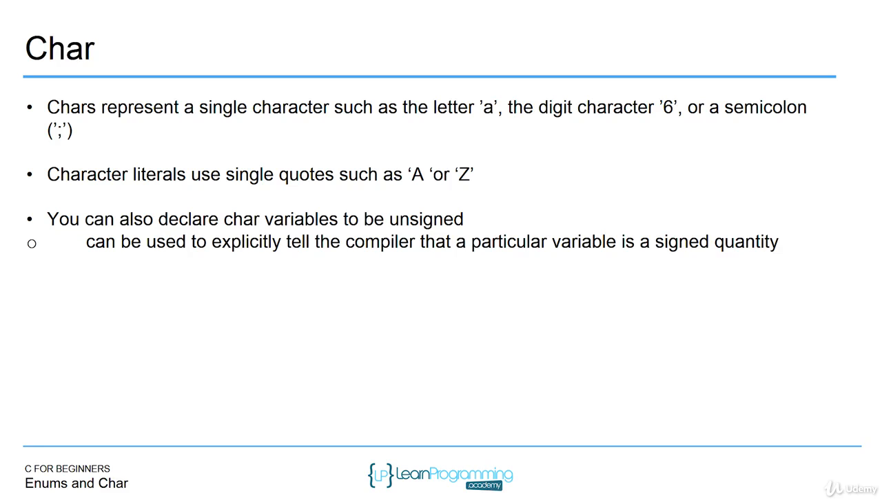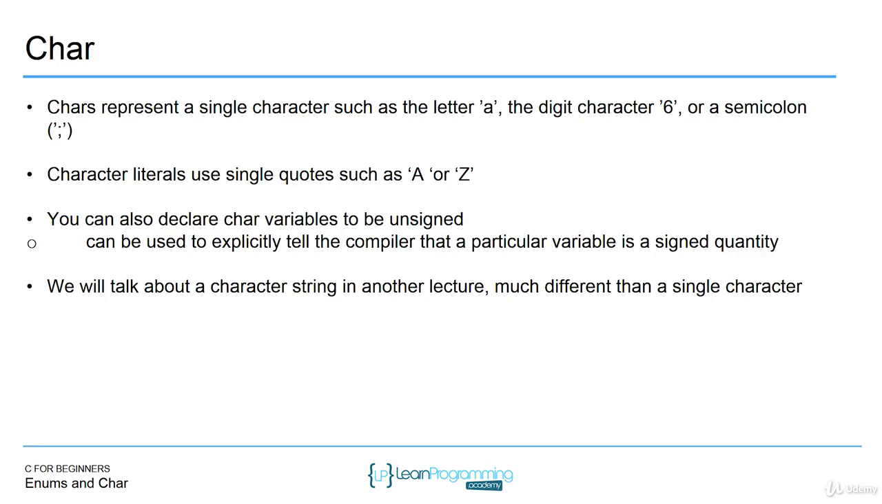You can also declare character variables to be unsigned. Unsigned just means that they can't be negative, so it doesn't really make a lot of sense. But what it's telling the compiler when you have an unsigned character is that it's only a positive number, because remember, characters can also be represented as numbers in the ASCII table, and we're going to talk about that in a second. You also don't want to confuse the character data type with character strings.